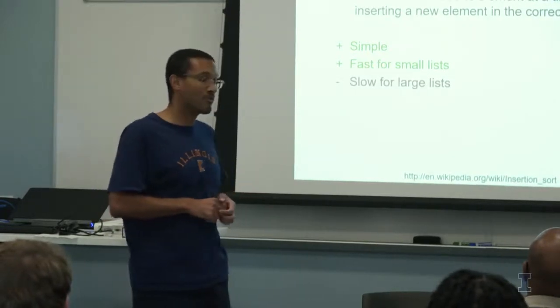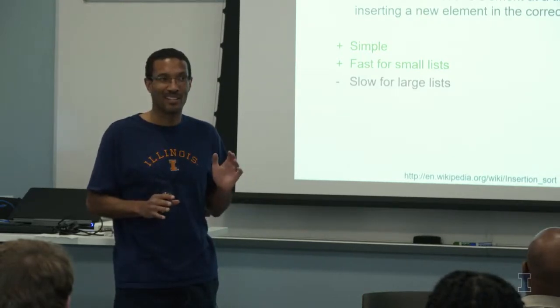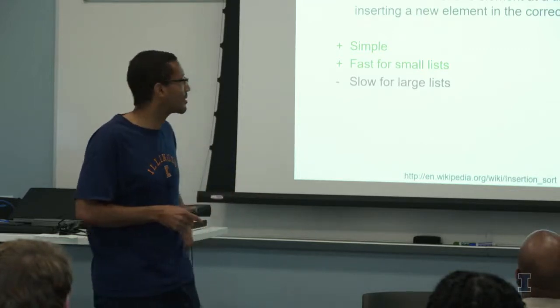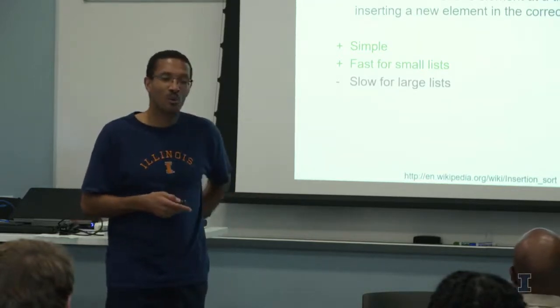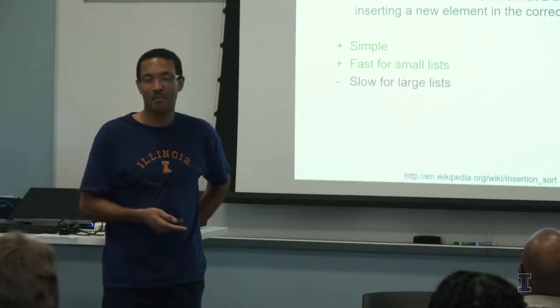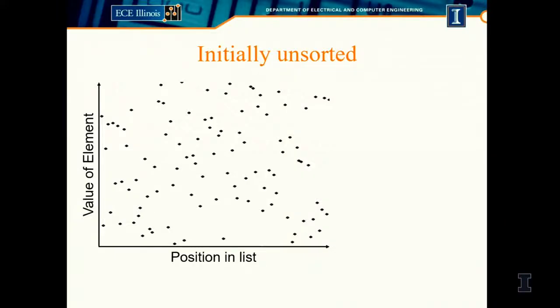It is fast for very small lists. It's probably the fastest one if you have a list somewhere between, let's say, 3 elements and 15 or so elements. Generally the fastest. However, it's also order of n squared, so it's slow for large lists. So if I have a 10 times longer list, it's 100 times more time to sort.